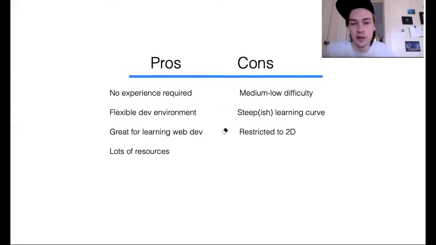And the third con is that Canvas is restricted to 2D. You can get around this. You can make a 3D browser game if you're using something like Three.js. That's pretty advanced though. And if the student really wants to make a 3D game, I would just suggest an engine like Unity.